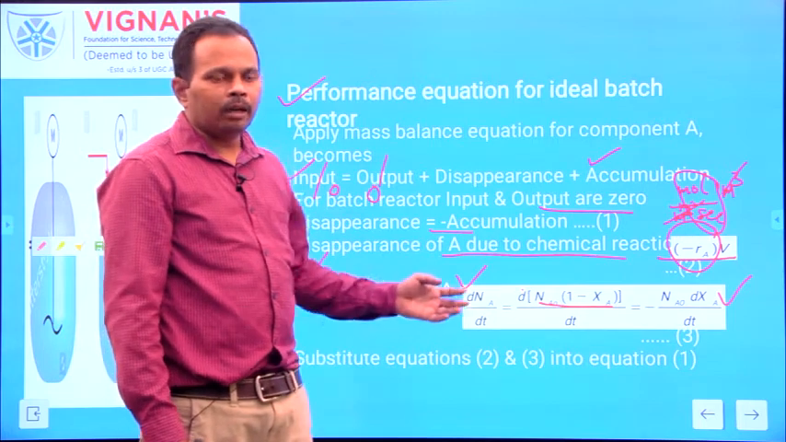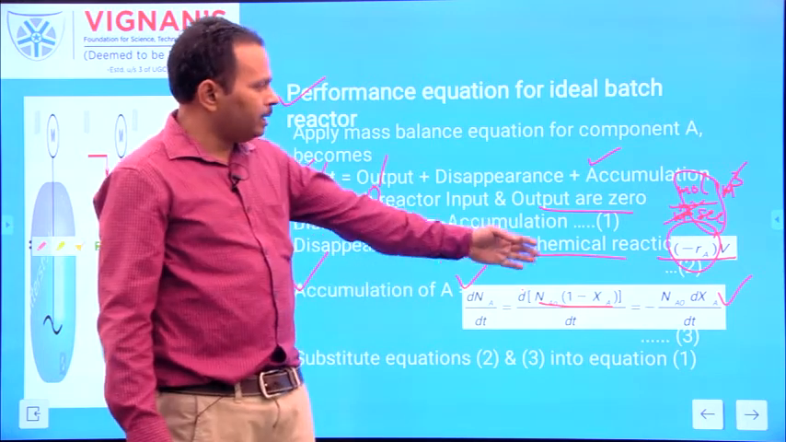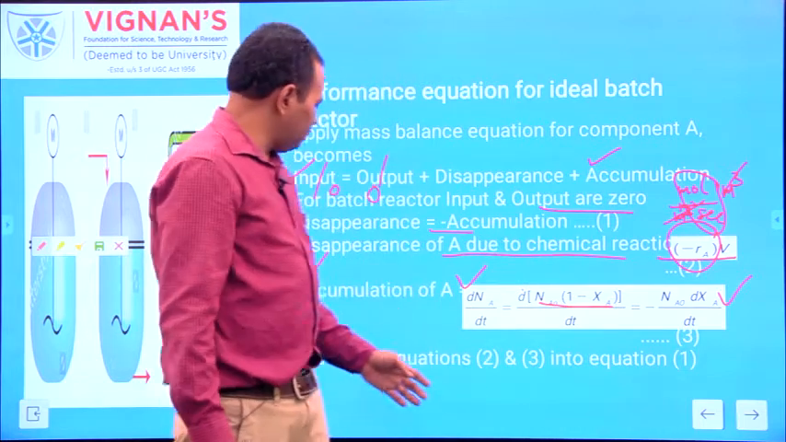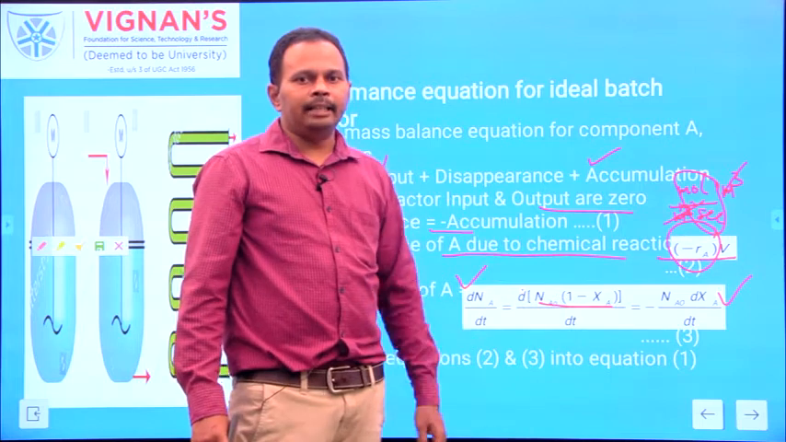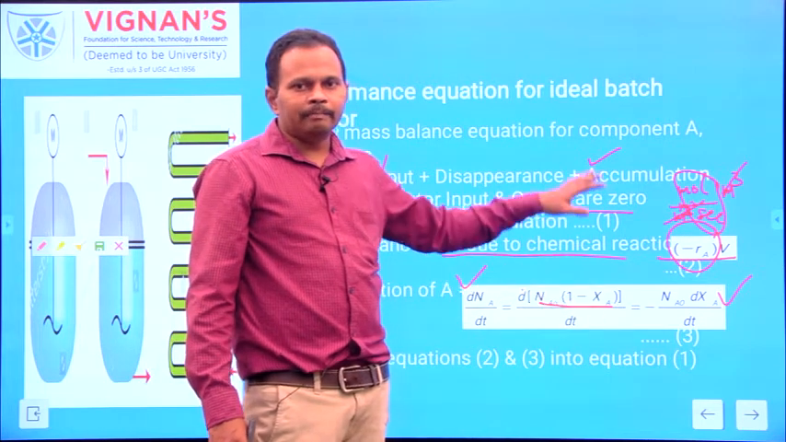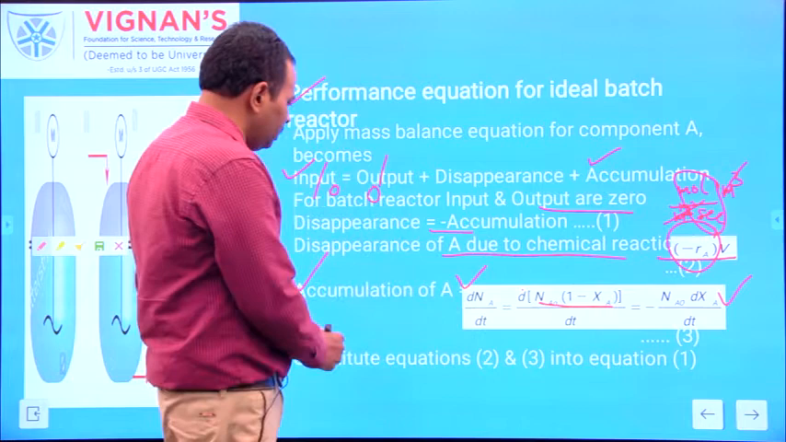So the previous one is the rate of disappearance of A due to chemical reaction, minus RA times V, and this term is the accumulation of A, minus NA0 into dXA by dt. Now substitute this back into the material balance equation. Already input and output are 0.